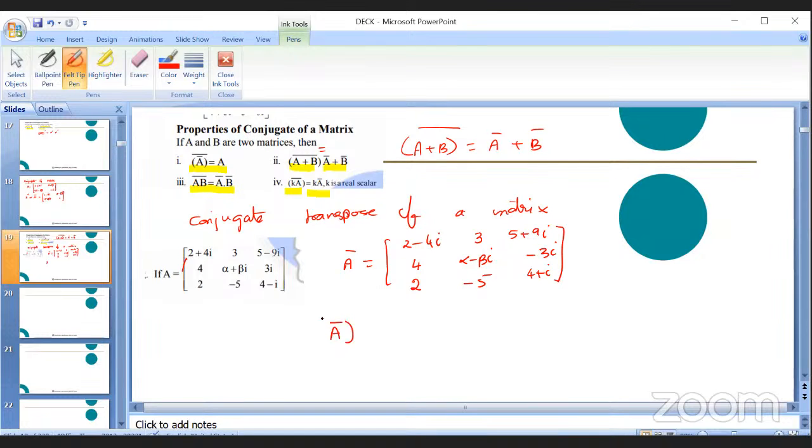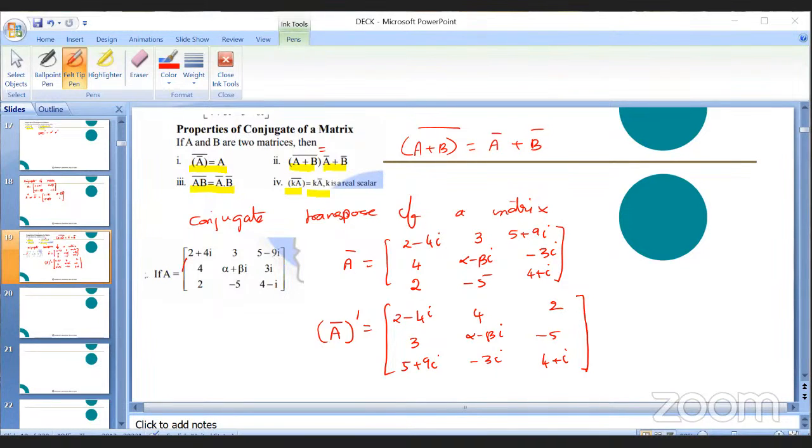After conjugate, you have to take transpose. First row will become first column. Second row will become second column. Third row will become third column, like this. This is conjugate transpose.